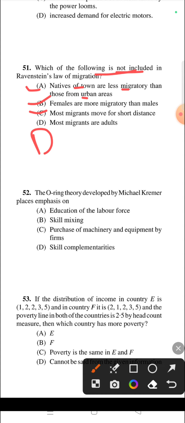Question number 52. The O-ring theory developed by Michael Kremer places emphasis on... The right answer is option D, skill complementarities.